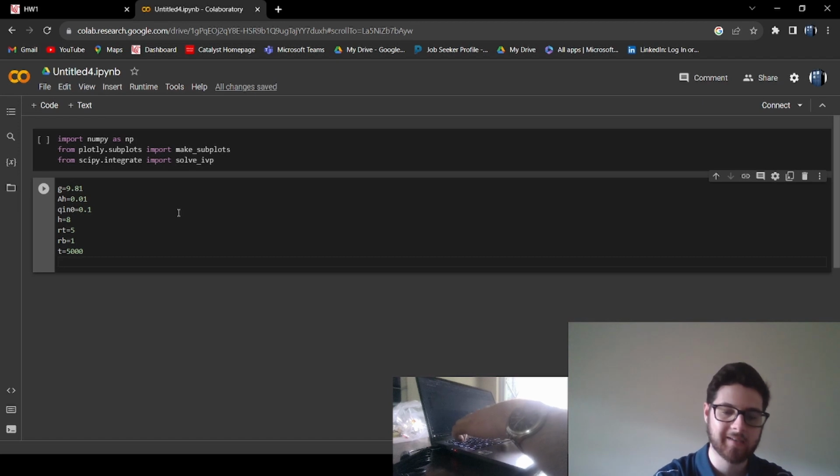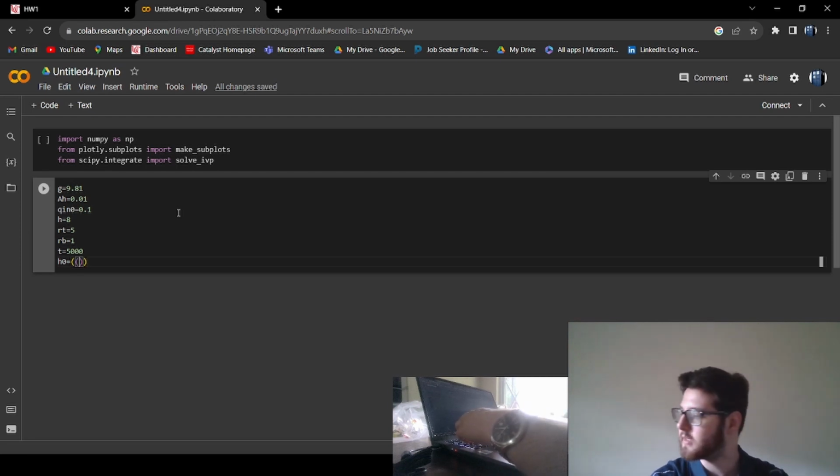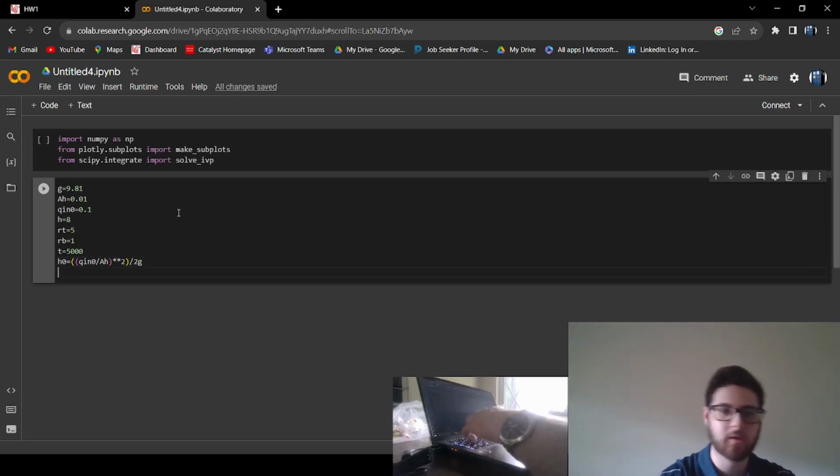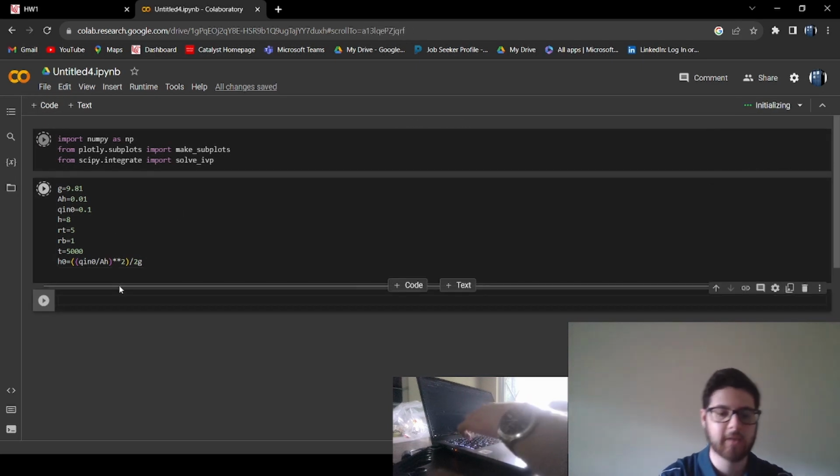And we've got the initial height from that equation that we derived previously, and I believe that is Qn divided by AH, and it's all squared. And then it's again divided by 2G.